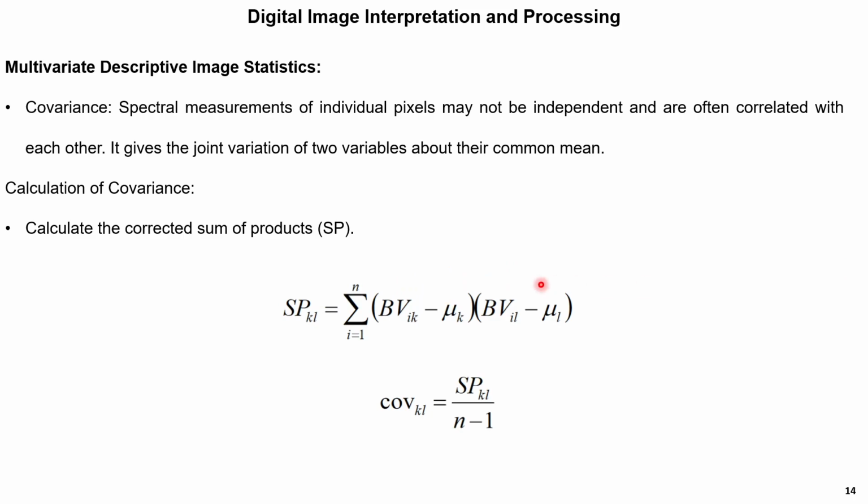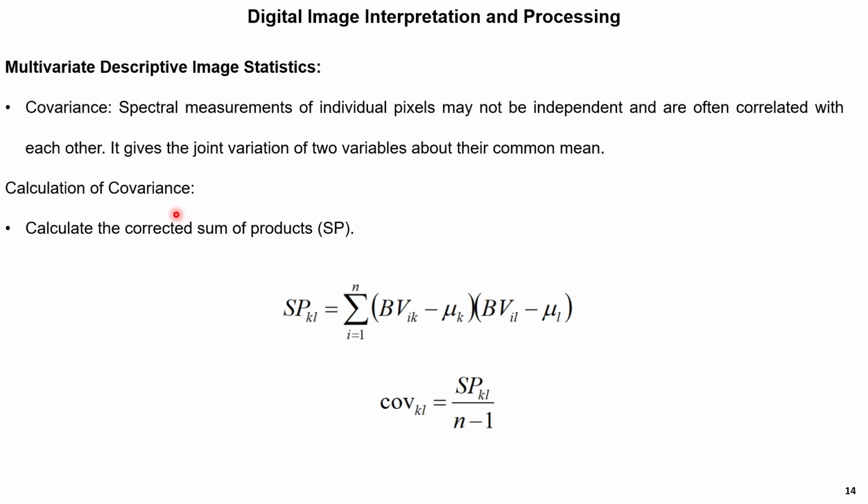And so let's move on to the important part, the covariance. So covariance is the spectral measurement of individual pixel may not be independent. So one pixel value and another pixel value, we cannot say they are independent. They may have some relation between them. And in nature also, they are often correlated. And covariance gives the joint variation of two variables about their common mean.